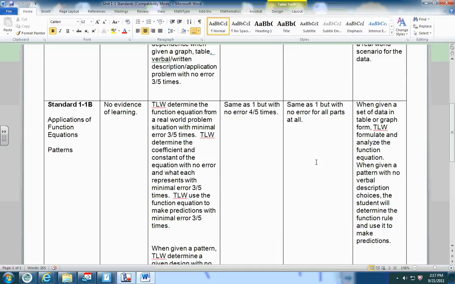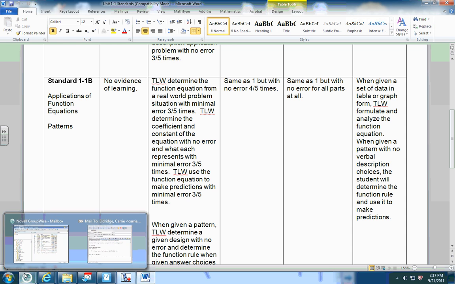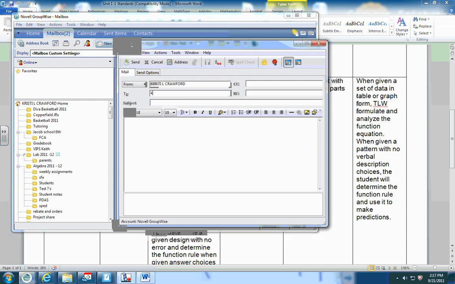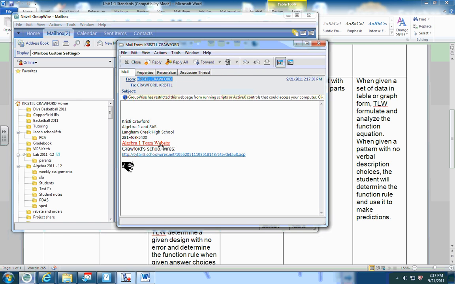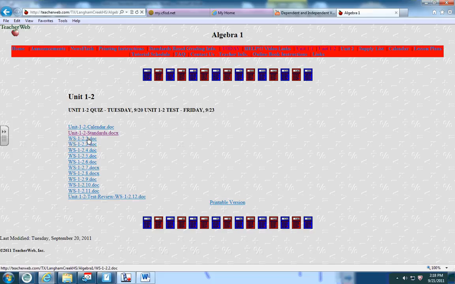These are always available on our Algebra 1 website. Each unit, you'll be able to click on each unit. For example, Unit 1-2 has all of our assignments on there. It'll have notes, the test review, and the calendar to tell you when the tests are.